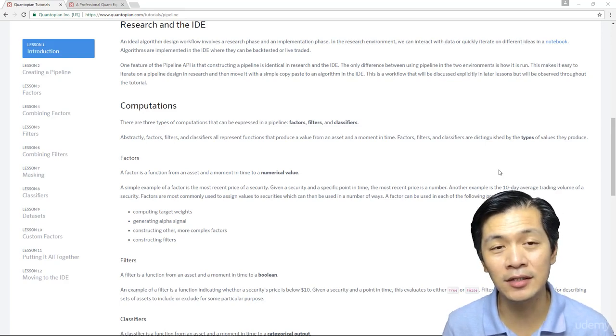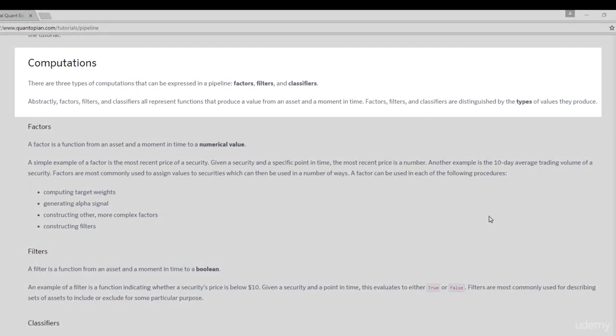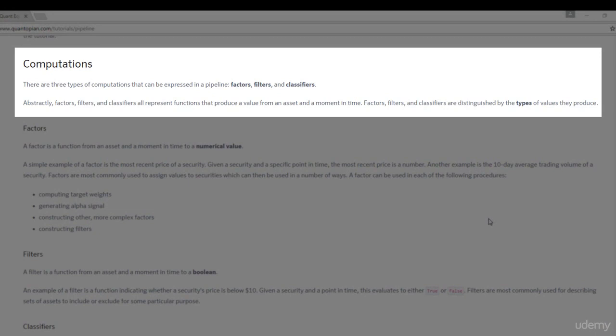Now, I guess there are actually some differences. However, that's really how it is run at the back end. It's not something that you will have any visibility of, or that will affect you in any way at all. In pipeline, there are 3 types of computations that can be expressed: factors, filters, and classifiers. I'll go through them briefly now. In tutorials 3, 4, and 5, I will go into them in a little more detail.